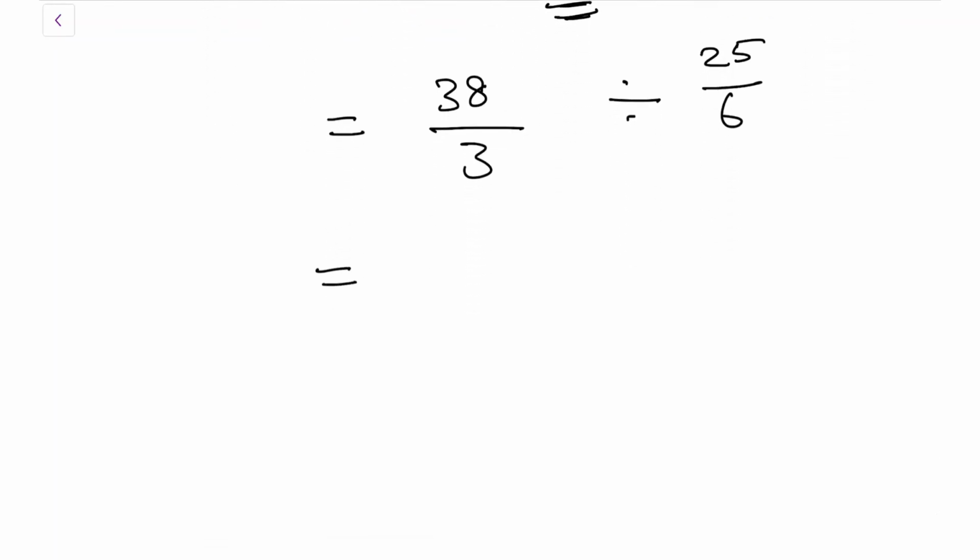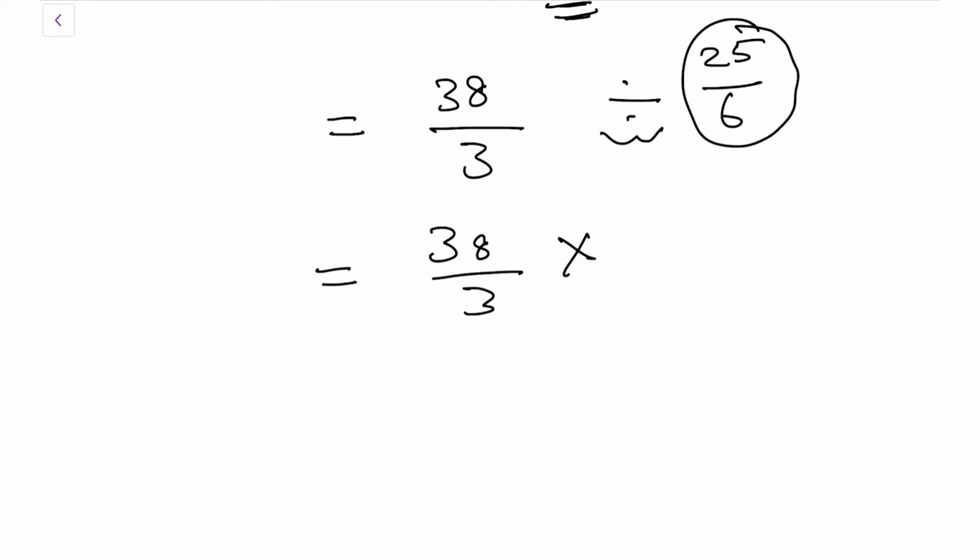All right. Now how do we do this? We do it as 38 divided by 3. Division can be changed into multiplication by taking the reciprocal of 25 by 6. What is the reciprocal of 25 by 6? It is 6 by 25.